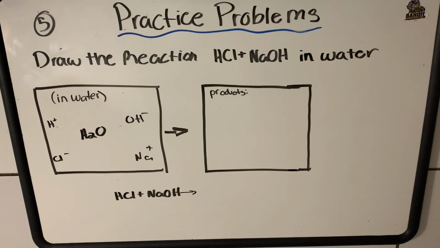Finally, we have our last practice problem, number 5. This problem is a little different. Here we're going to be drawing. What we're going to draw first is HCl plus NaOH and water in the reactant side.